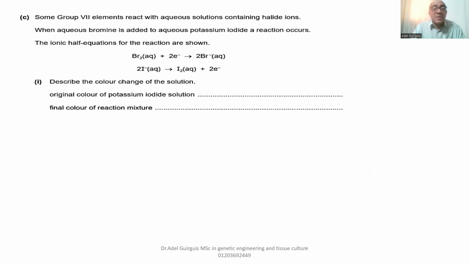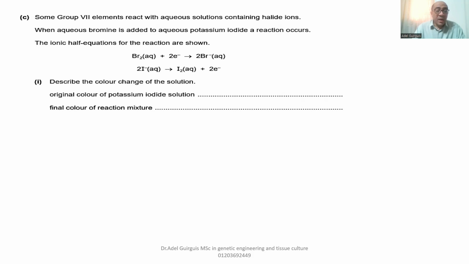Some group 7 elements react with aqueous solutions containing halide ions. When aqueous bromine is added to aqueous potassium iodide, a reaction occurs. The ionic half equations for the reaction are shown. Bromine plus 2 electrons, gains 2 electrons, and becomes 2 bromide ions in solution. 2 iodide ions in aqueous potassium iodide lose 2 electrons, they oxidize to form iodine in aqueous solution.